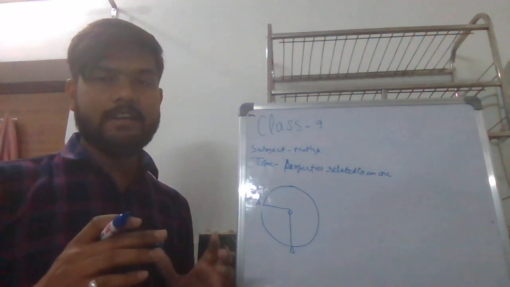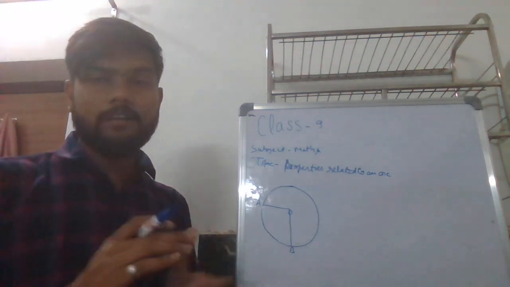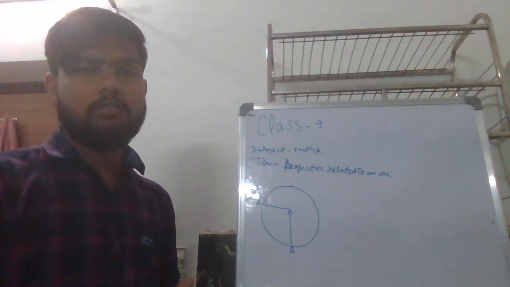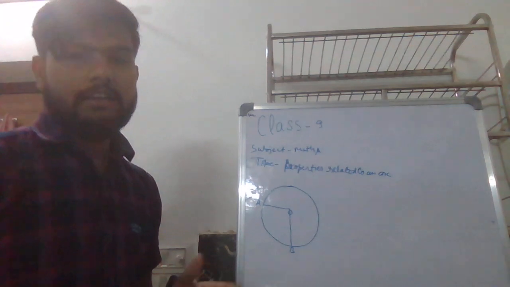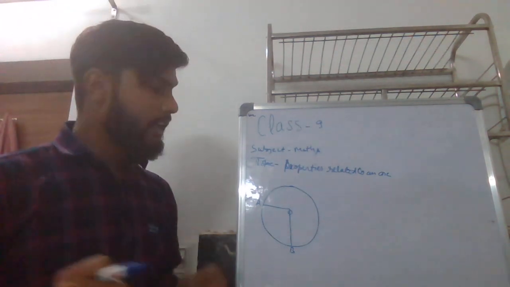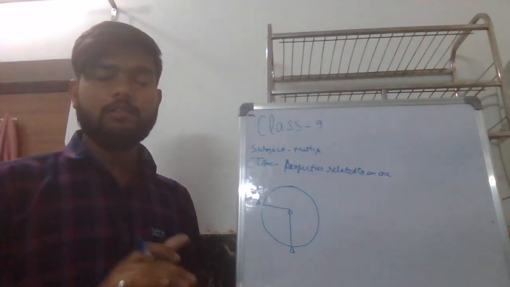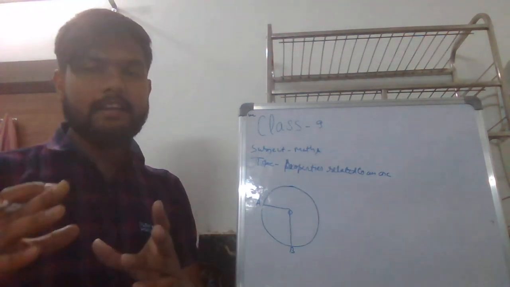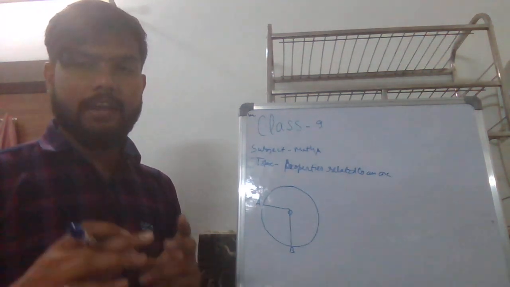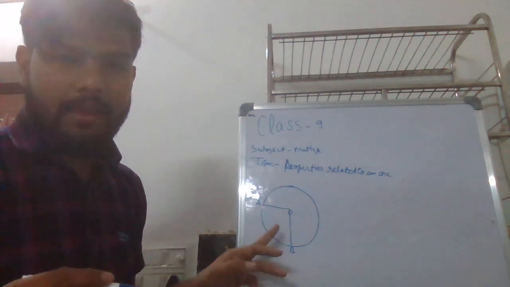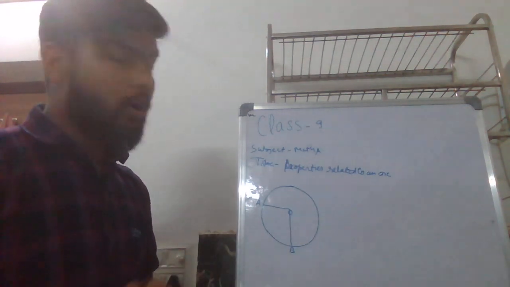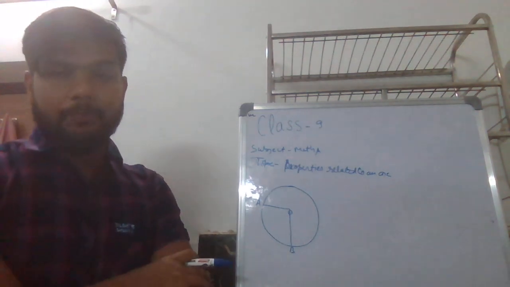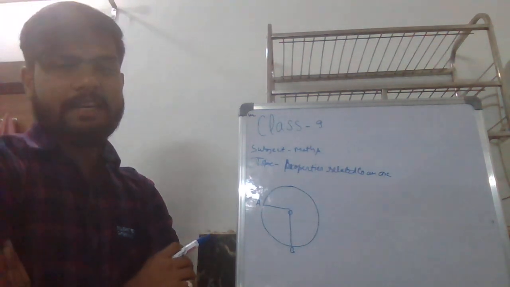Here we will do the inference, the explanation part. So here is the given theorem. What is the theorem given over here? The angle subtended by an arc at the center is double the angle subtended by it at any point on the remaining part of the circle. So we have to explain the statement of the theorem.